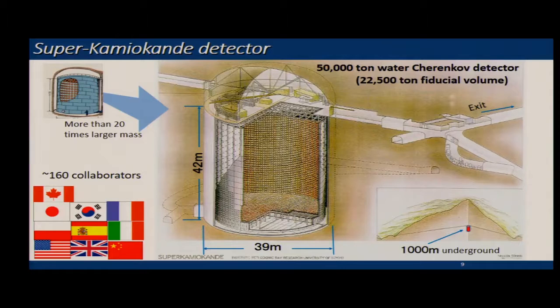Super Kamiokande is a much larger version of Kamiokande. It is an underground water detector with the diameter of about 40 meters and the height, again, 40 meters. And it contains about 50,000 tons of water in this tank. And this is an international collaboration from 10 countries, and we have about 160 collaborators at this moment.